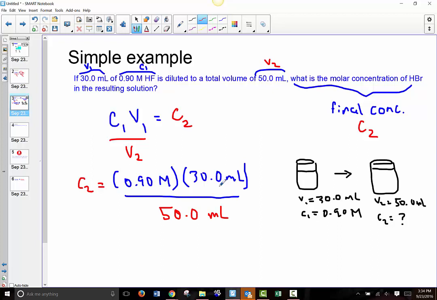Notice what's going to happen right away here. My mils are canceling with my mils. My final units for my C2 are going to be moles per liter, which is exactly what I wanted. So I'm ready to go ahead and do this math, and let's see what we get. Well, when I do the math, my answer comes out to be 0.54.